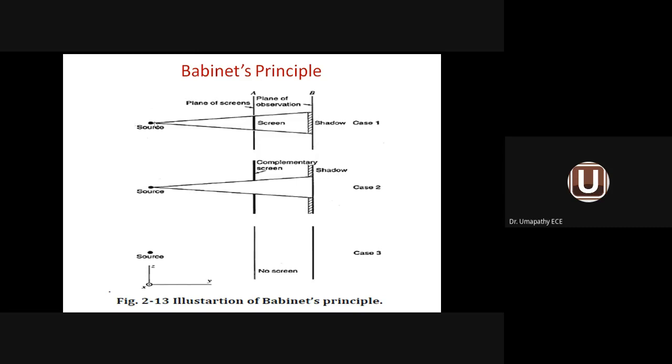Actually, this is also a plane. This is one plane where the source is located. This is the plane where the screen is located. This is the plane where we are able to see the shadow. So under case 1, through a source, I am illuminating a screen. I'm getting a shadow at the point B, case 1. Now come to case 2. The same source I'm using, but the screen, I'm going for a complementary screen.